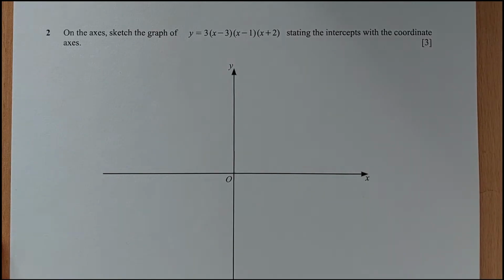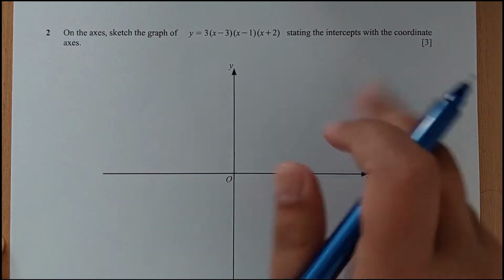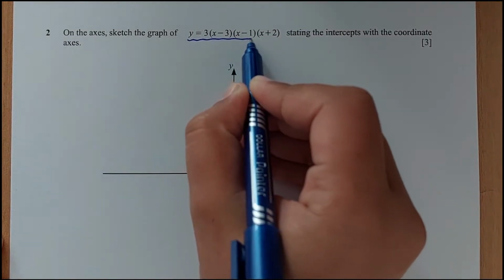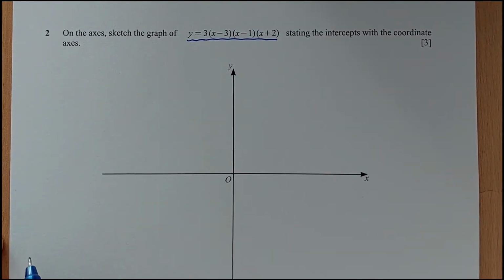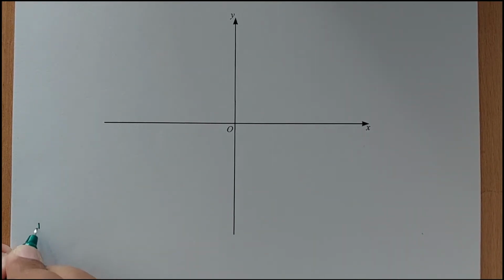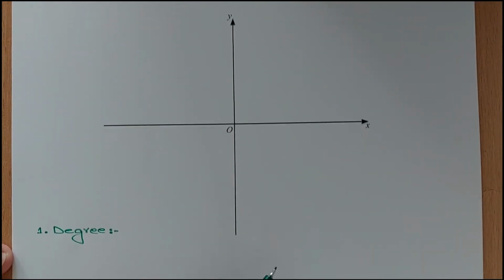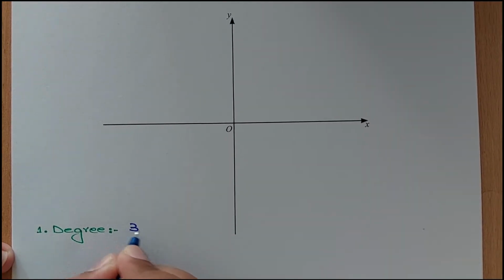Question number 2, on the axis, sketch the graph of this function stating the intercepts with the coordinate axis. So you can see this is the polynomial function in factored form, right? So first thing we need to check to graph this polynomial function in factored form. First we have to find the degree of that polynomial function. As you can see here, x power is 1, 1, 1, so the degree is 3, so we can say that this is an odd degree polynomial function, right?